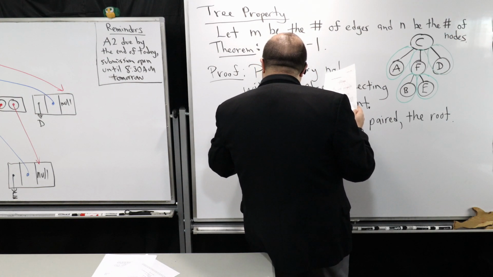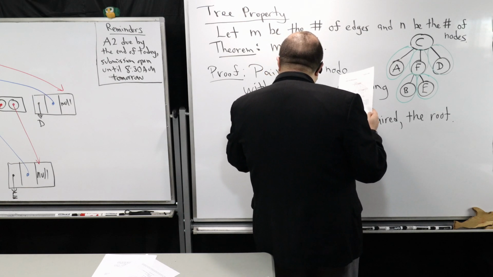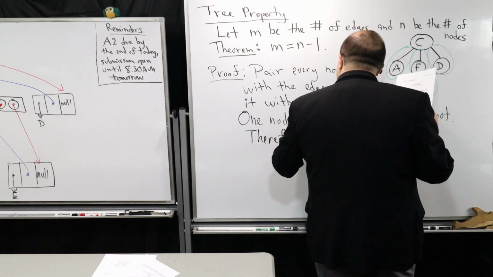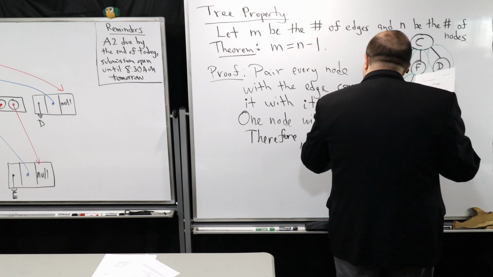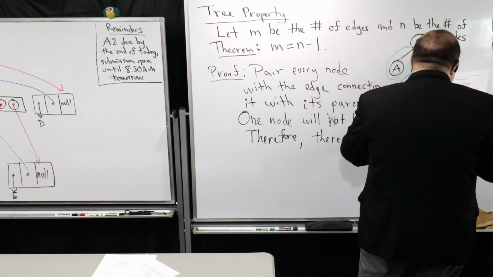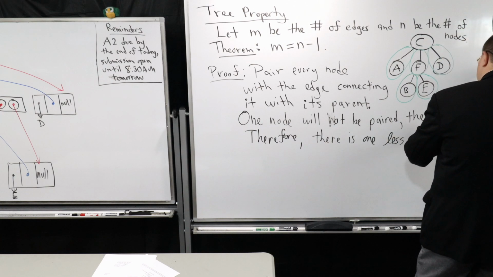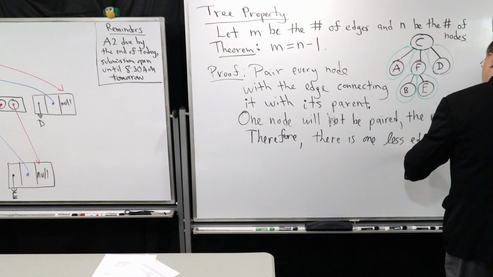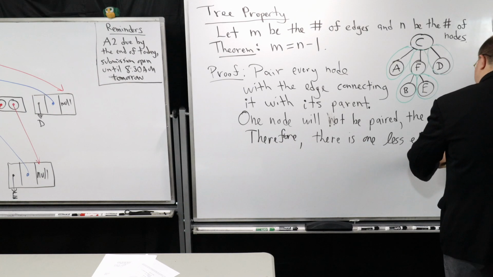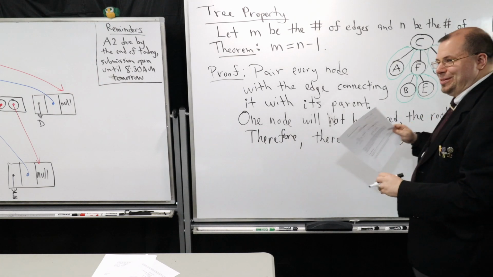But that also means the following. Therefore, there is one less edge than nodes. And that's it. That's the proof. That's as simple as it is.